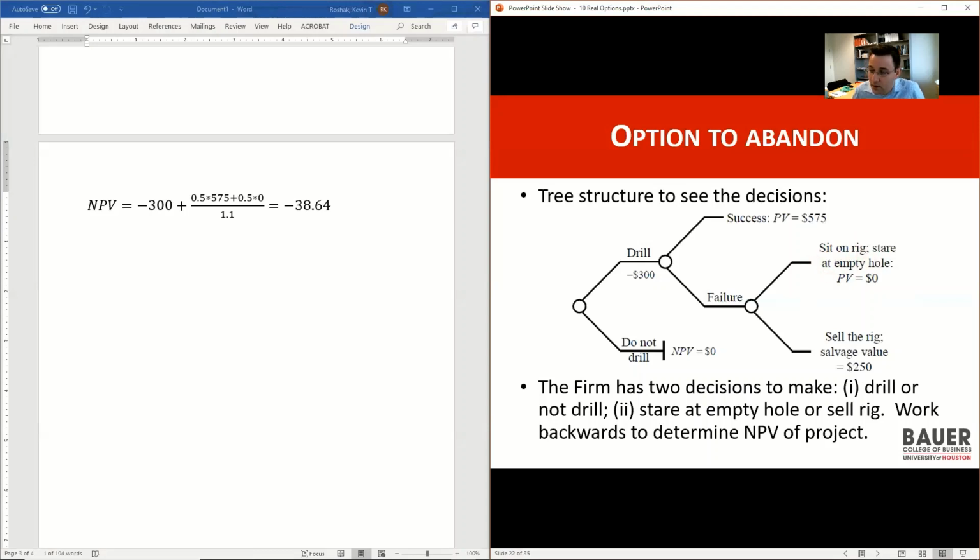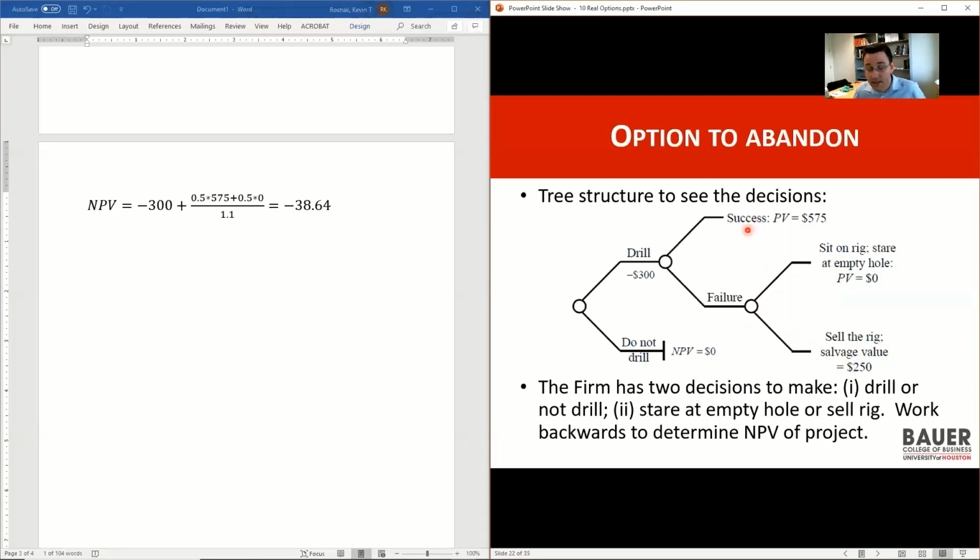The alternative, though, is that you can abandon. Right? You don't have to stick to the original plan. You can change things. If you sell the rig, you can get the $250 back. Okay, it's not the entire $300, but you can at least get $250 back at time 1. So how are we going to work through this problem? Well, we have to work backwards. So what are we going to do if we end up at this node? We drilled and it was a failure. Well, we could have 0 or we could have 250. Obviously, we're going to have 250.